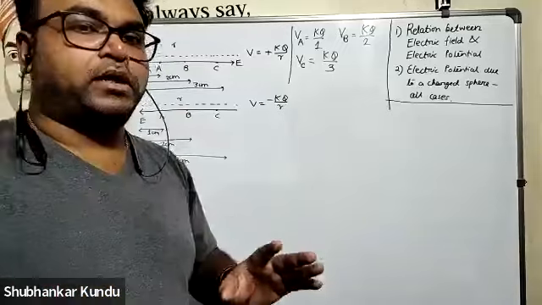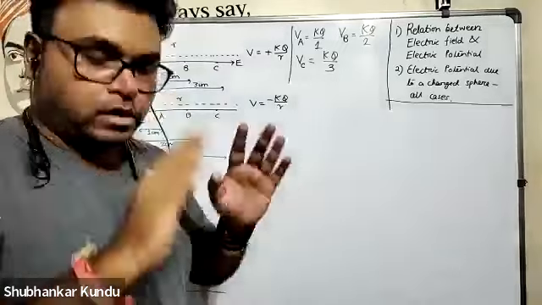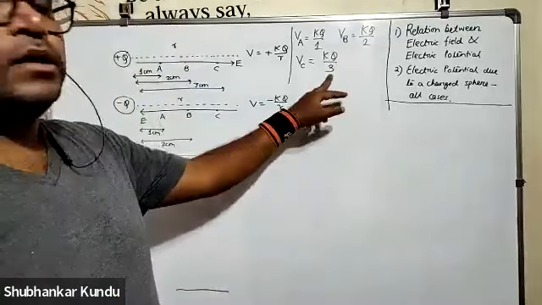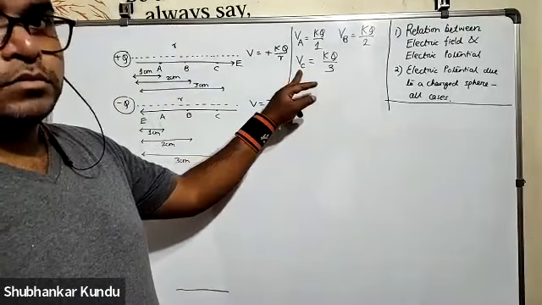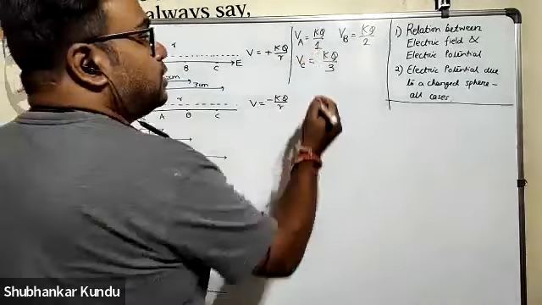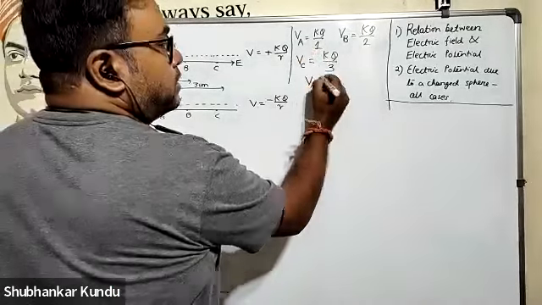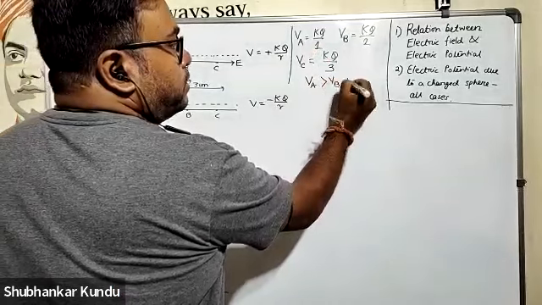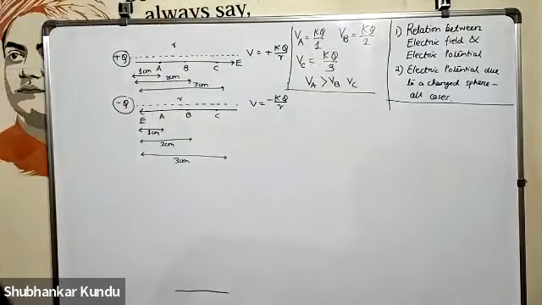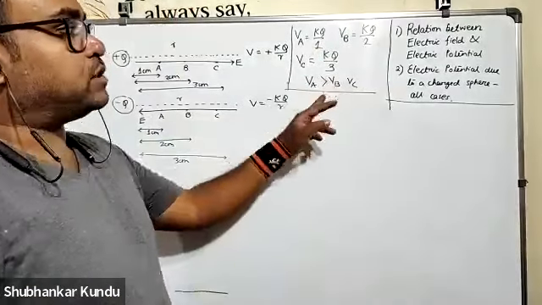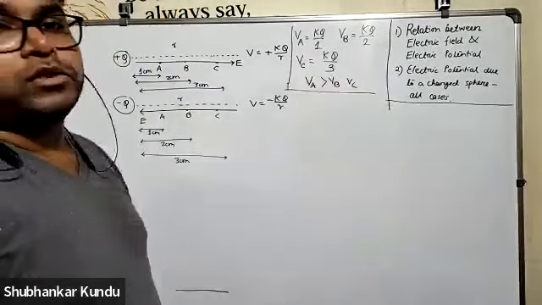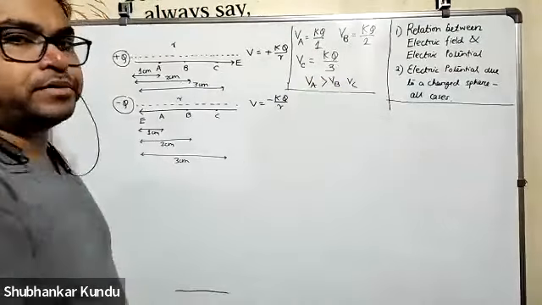So the more the denominator increases, the less the value. More the denominator is, less is the value. Less the denominator is, more is the value. Obviously here, VA greater than VB greater than VC. Clear now? Who is having the highest potential here? VA is having the highest potential. And VC will have the lowest potential because the denominator is greater.